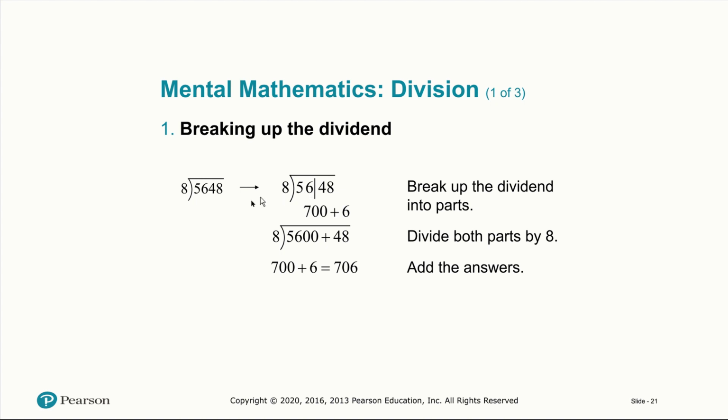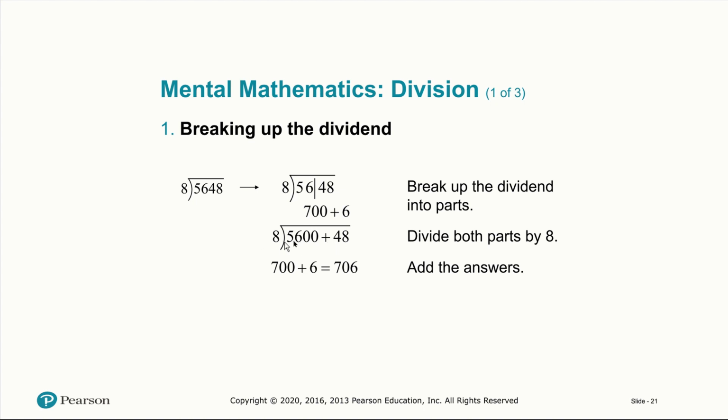So, what we do basically is we're dividing 5,648 by 8, and we notice that 5600 is a nice multiple of 8. If we know our times tables, of course, we know that 8 times 7 is 56. So, of course, 5600 is going to be divisible by 8. And we know that 48 is also a nice multiple of 8. So, what we do is we break up the 5648 as 5600 plus 48 and then divide.